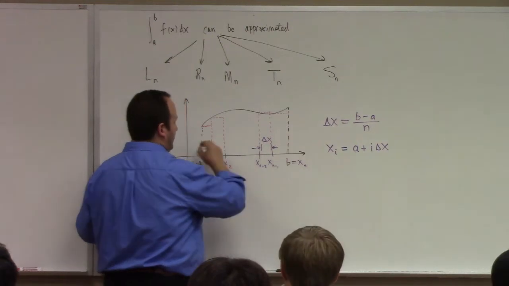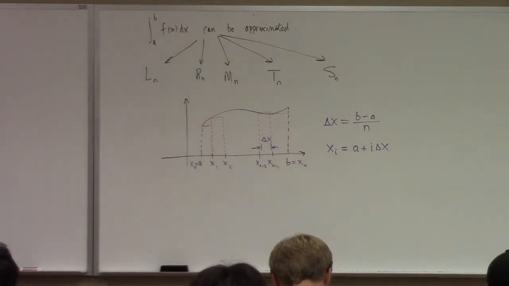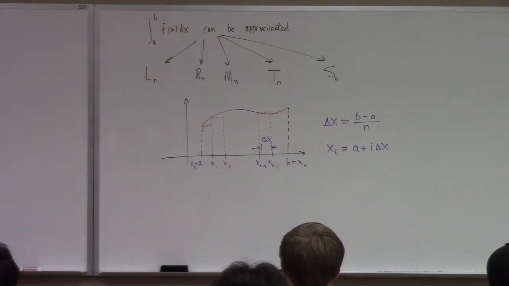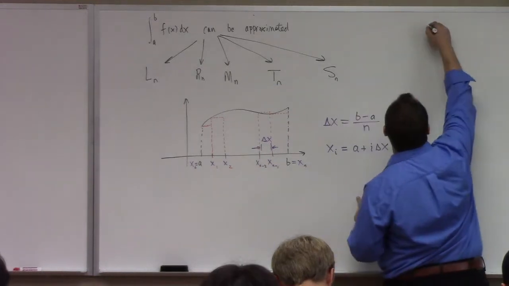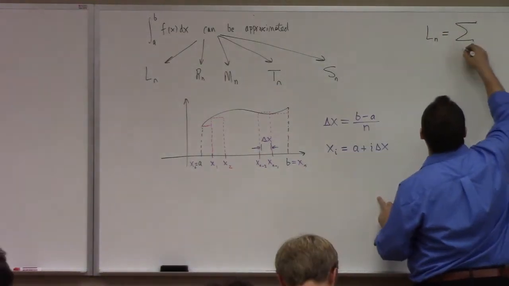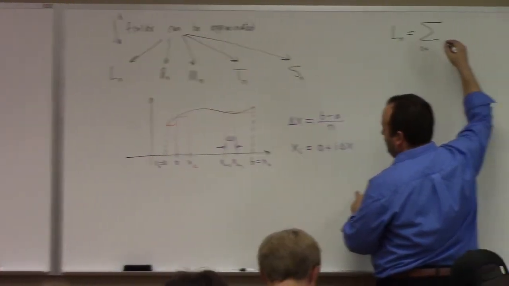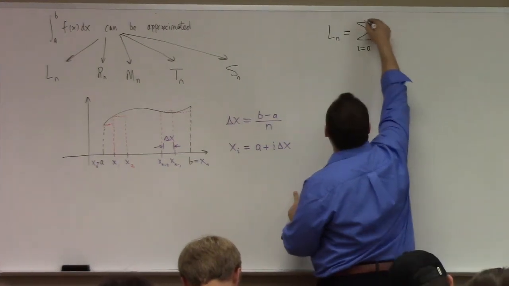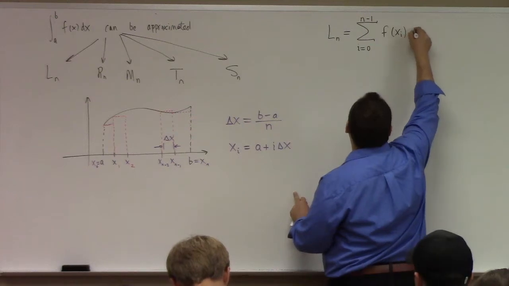So if you add the areas of these red boxes, that describes what's called the left endpoint rule. Left endpoint rule means you just define the approximating region by the left endpoint. What's the formula for L sub n? Use a summation. I equals, however you want to do it, I'll say I equals 0 to n minus 1, and we do f of x sub i delta x.